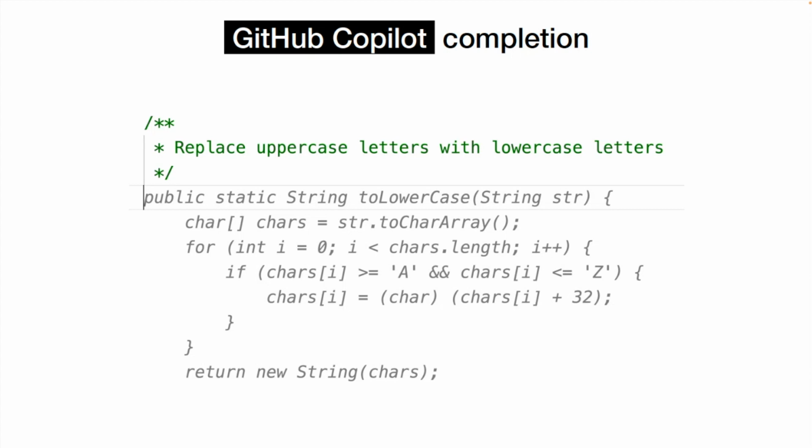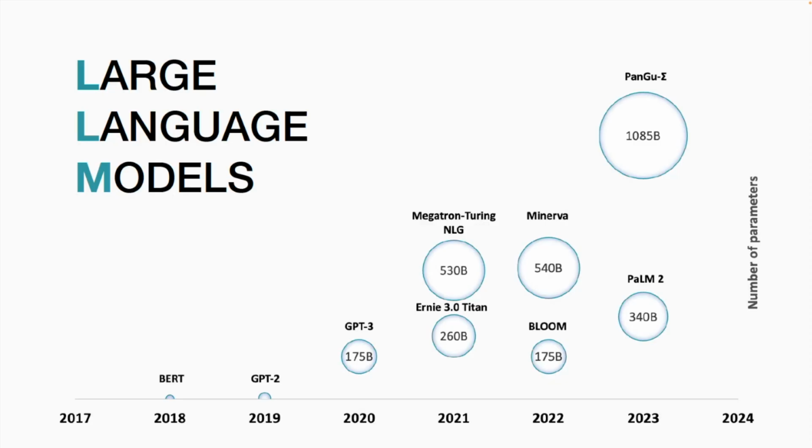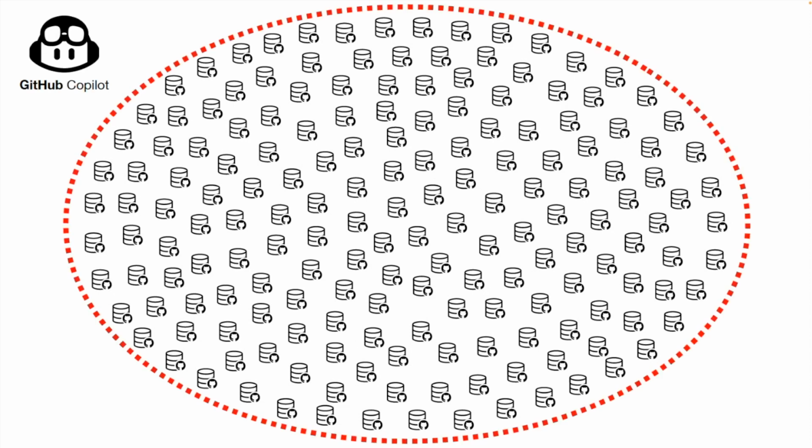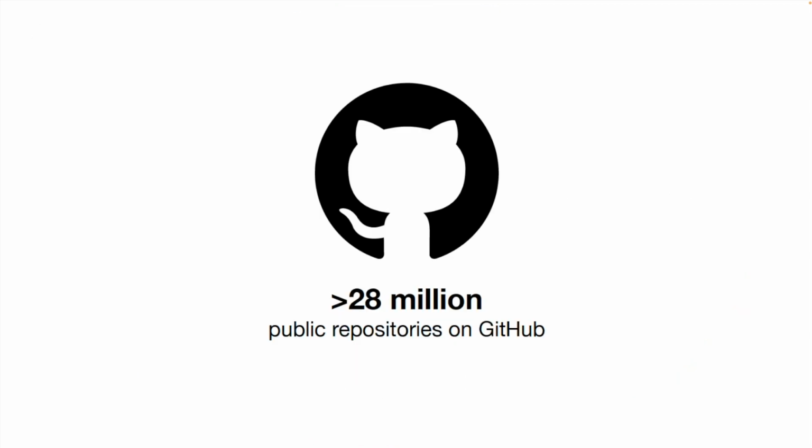And it's not just GitHub Copilot, because with the rise of large language models, there are thousands of tools based on deep learning models that are increasing in size and complexity and often perform very well. Now, these tools are generally trained on a very large number of software repositories. In particular, GitHub Copilot is trained on all the public repositories on the GitHub platform. That is not a small number, because just on GitHub we have more than 28 million public repositories.